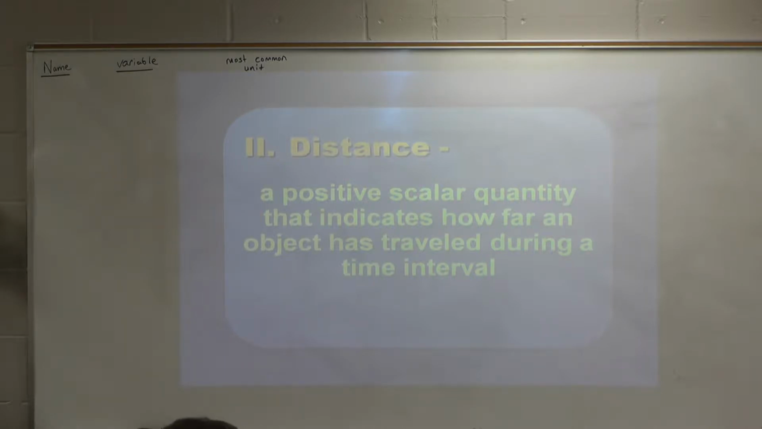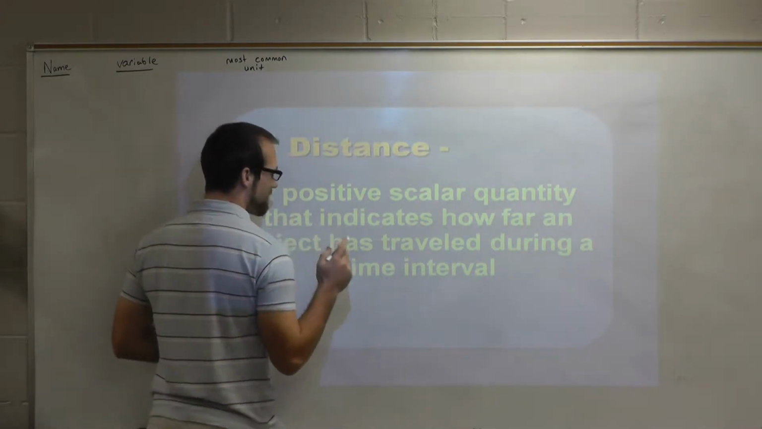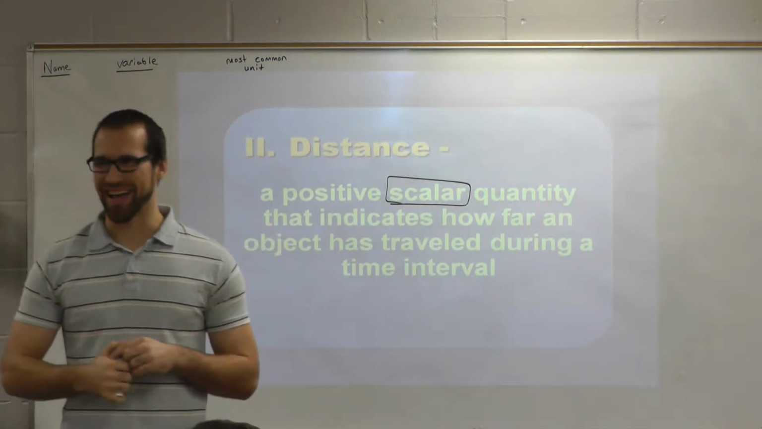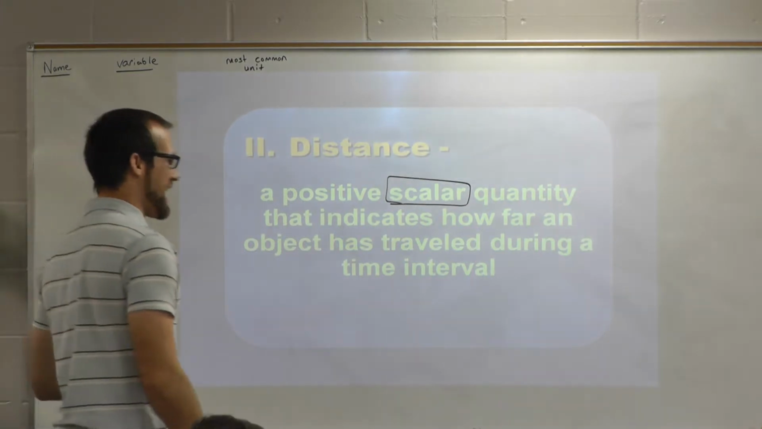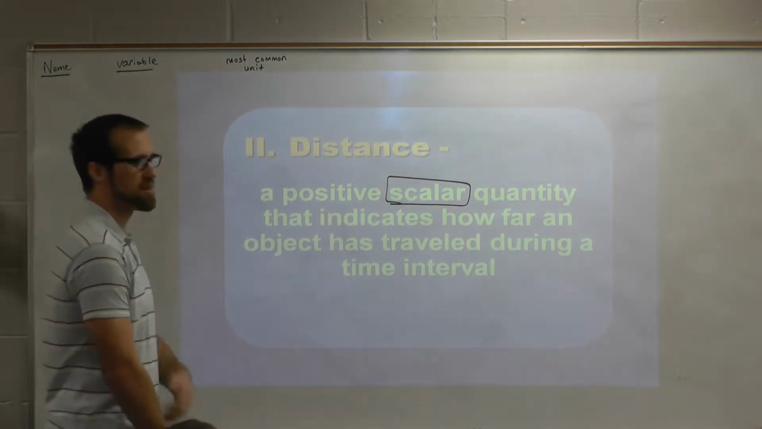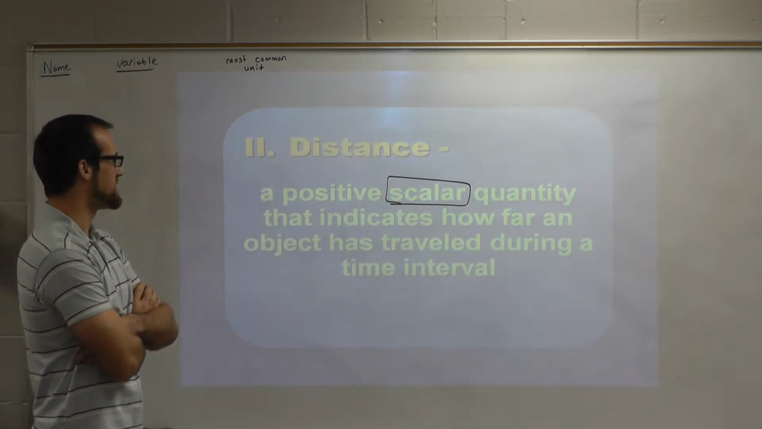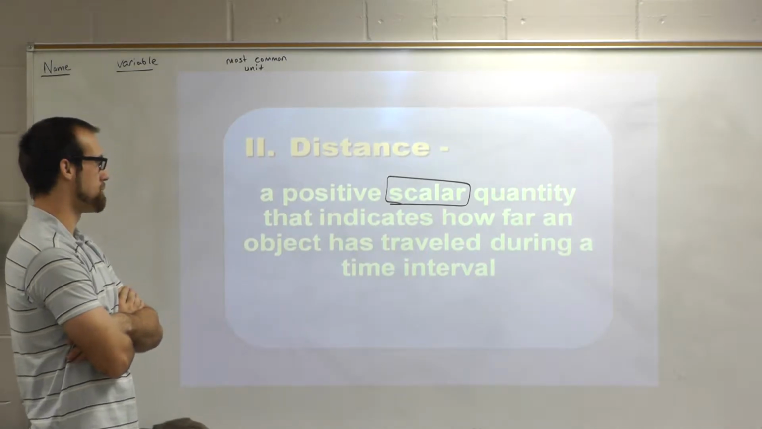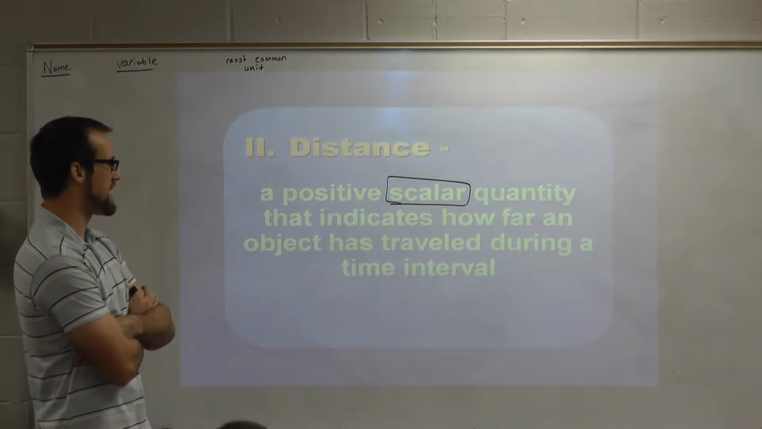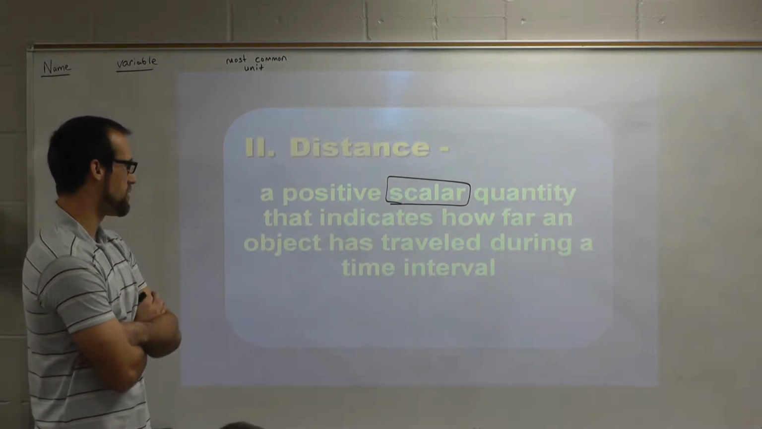Alright, so distance. What kind of quantity is distance? A scalar quantity, yes. Okay, scalar. What's scalar? That's magnitude, okay? So distance only tells us the magnitude, doesn't tell us what? The direction, okay? It indicates how far an object has traveled during a time interval. Doesn't tell us anything about the direction that something is traveled.